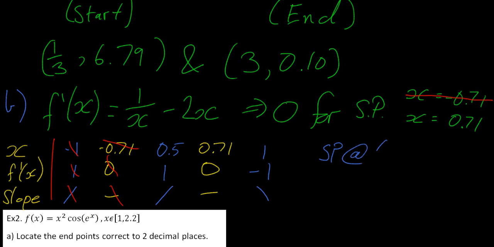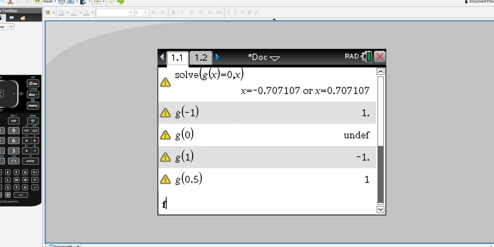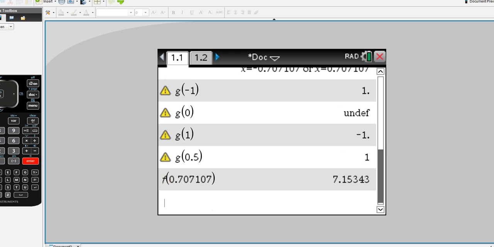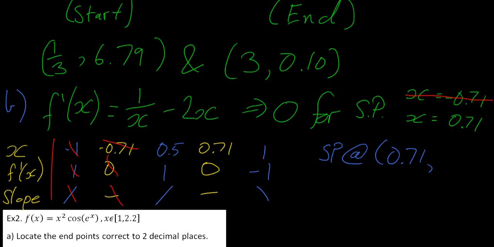stationary point at 0.71, comma, now what's the y coordinate? This is where we need to sub back into f. So let's use a more precise value. So we're just using this value over here to more decimal places, and then we can round off. So we have 7.15, and this is not just a maximum, but an absolute maximum.